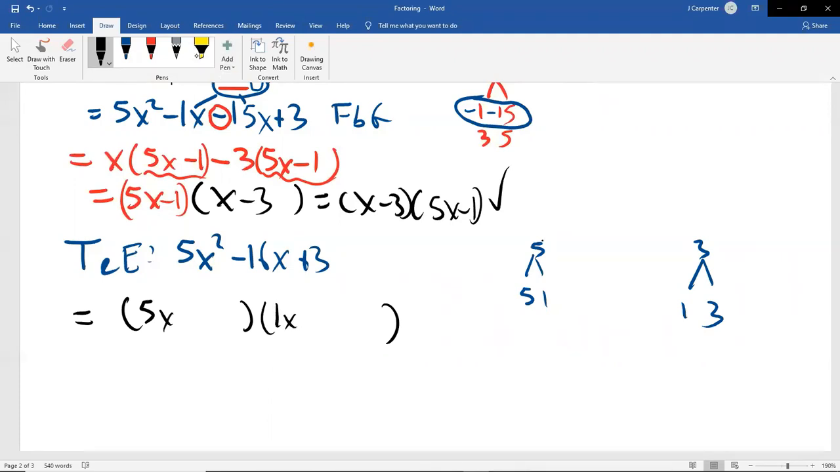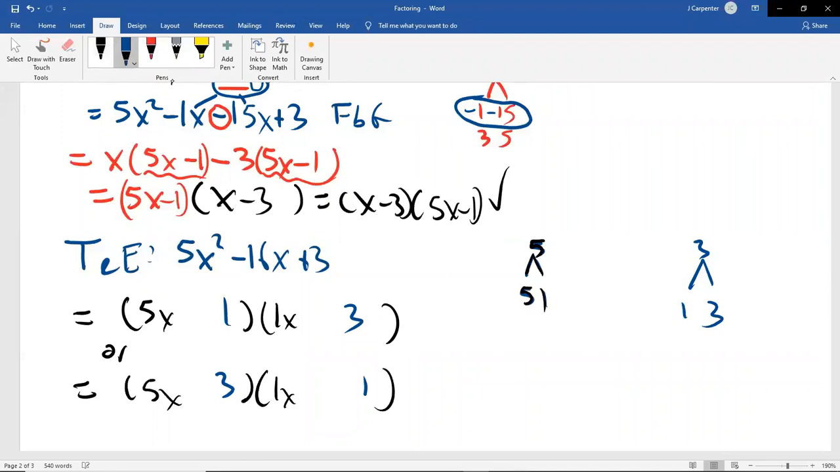Let me do these in black, actually. 5, 1. And then the other one, we'll put the 1 and the 3 here. So the 1 could go there and the 3 could go there. Or it could be 5x, 1x, and the 1 and the 3 could be swapped.